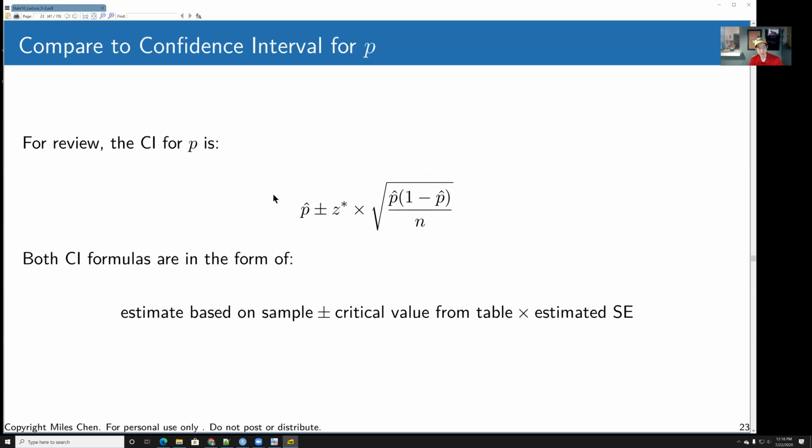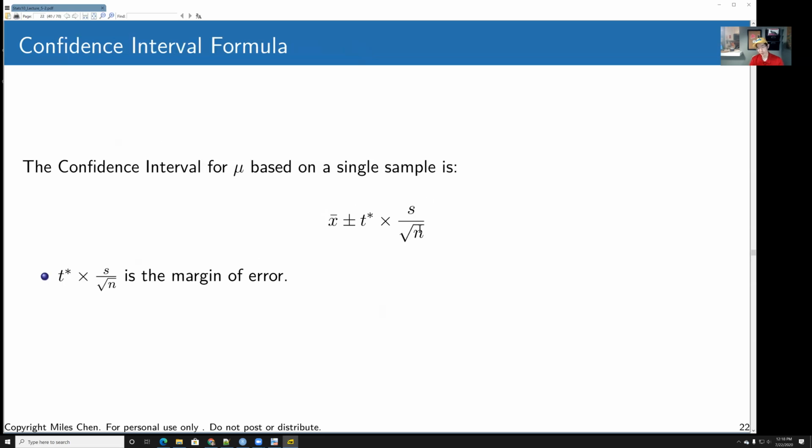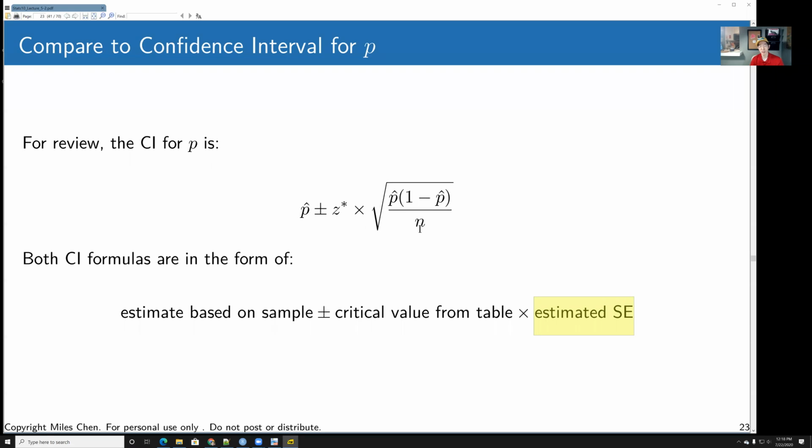If we compare this to the confidence interval for P, it's P hat plus or minus Z star times our standard error, P hat times 1 minus P hat over n. And both of these confidence intervals are exactly in the form of an estimate based on the sample. We got P hat and we got X bar. And then a critical value from the table, either Z star or T star. And then we have the estimated standard error. The estimate of the standard error is P hat times 1 minus P hat over n. And here it's S over the square root of n. So there's a lot of parallels between these methods, okay?